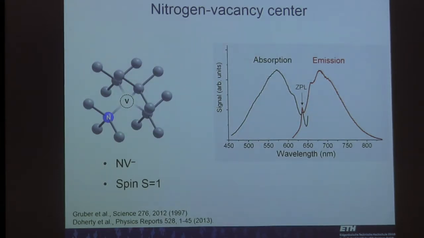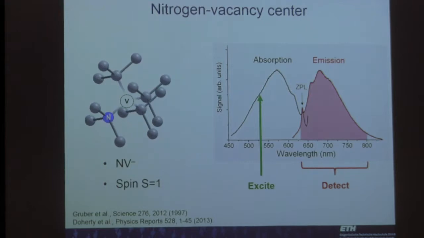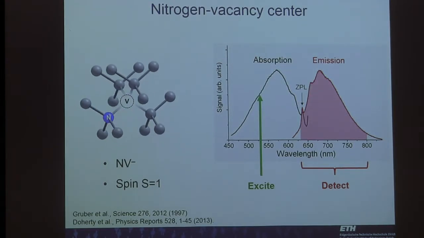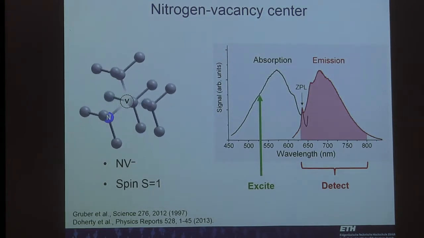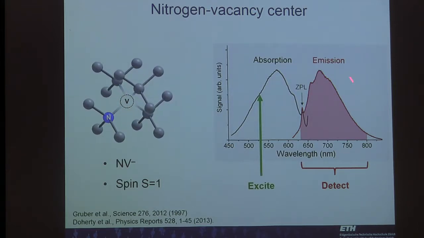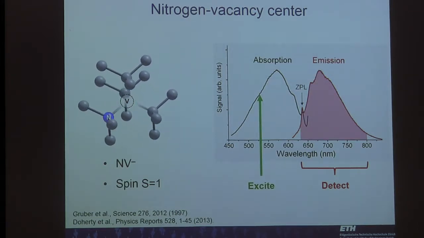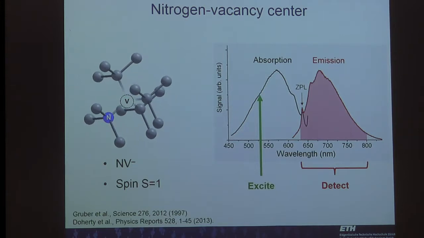So how do we do the measurement? We usually excite with green light. We just take some cheap lasers, 532 nanometers, and then we have single photon counters that detect in the red. This is how we can detect the fluorescence.